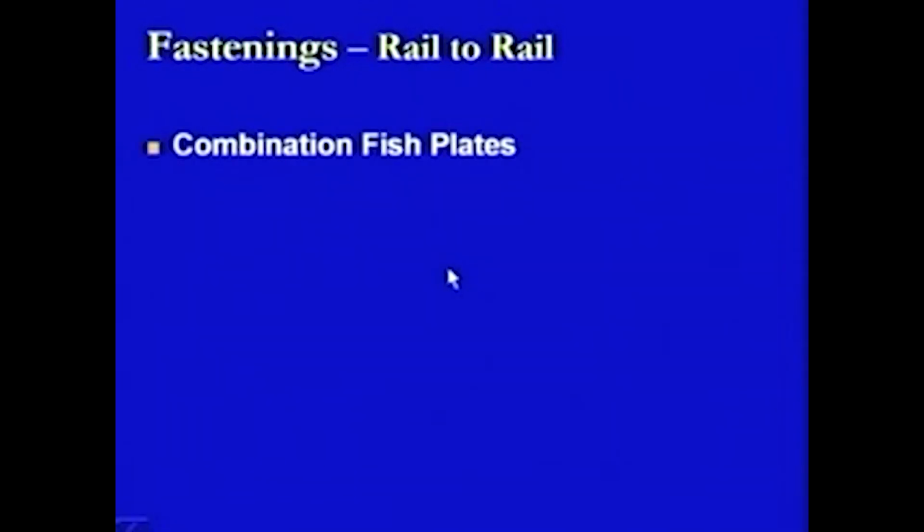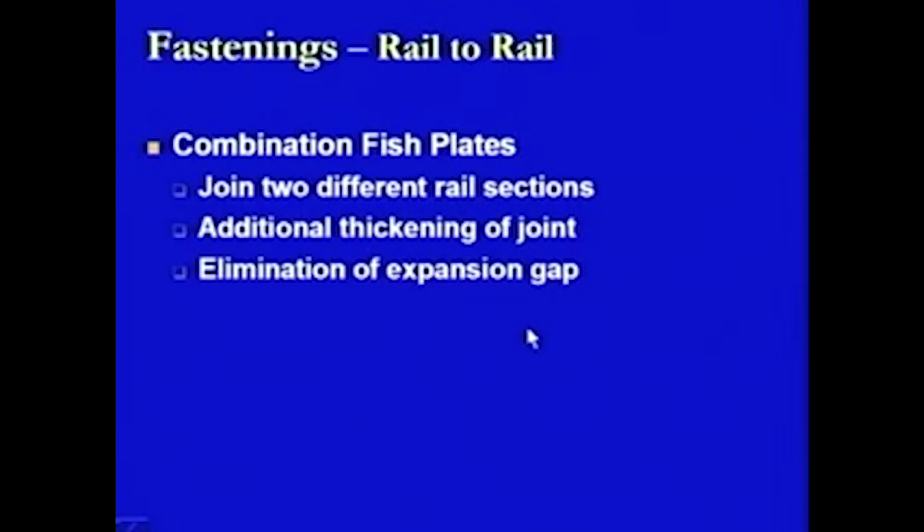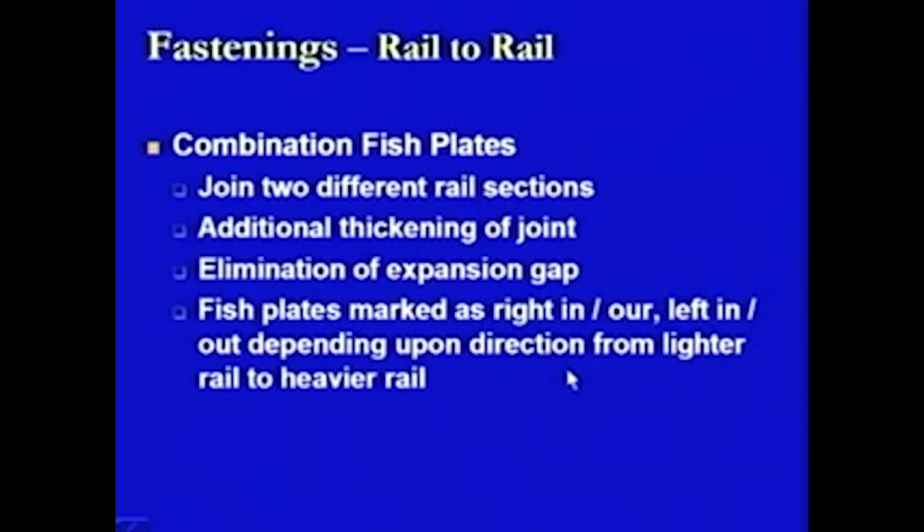Now, another type of connectivity between rail sections is the combination fish plate. The combination fish plate joins 2 different rail sections. There are certain conditions or locations where the 2 rail sections which have been jointed together are not of the same size or sectional area. So, in that case we have to use combination fish plates. In the case of combination fish plates, there will be additional thickening of the joint, the elimination of the expansion gap, and the fish plates are marked as right in or right out.